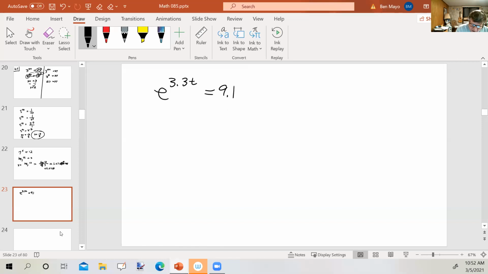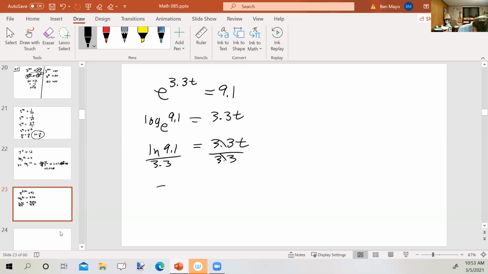Okay, so I'm going to change this exponential equation into a logarithmic equation. So this is going to be log base e of 9.1 equals 3.3t. But isn't log base e natural log? Yes, it is. So now we could write this as the natural log of 9.1 equals 3.3t. Now, we're trying to solve for t, so we're going to divide both sides by 3.3. So t equals the natural log of 9.1 divided by 3.3.